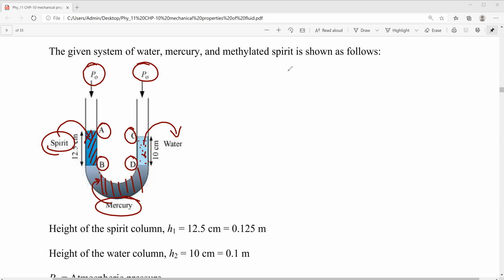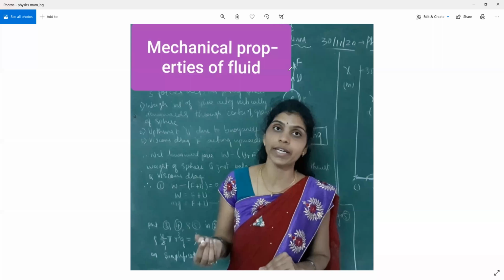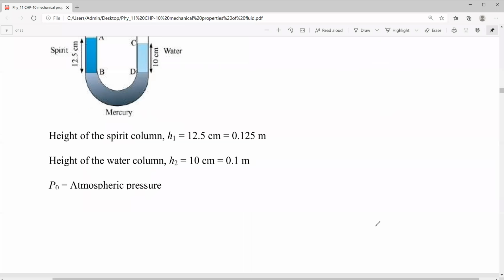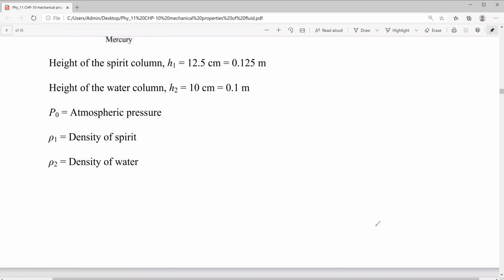In one arm of the tube, spirit is taken, in the other arm water is taken, and at the bottom of the U-tube mercury is present. From the question, the height of the spirit column they have given is 12.5 centimeter and the water column is 10 centimeter. So this is H1 for spirit and this is H2 for water, where H represents height. We wrote the given things: P0 is the atmospheric pressure, and ρ1 and ρ2 are the densities of spirit and water.